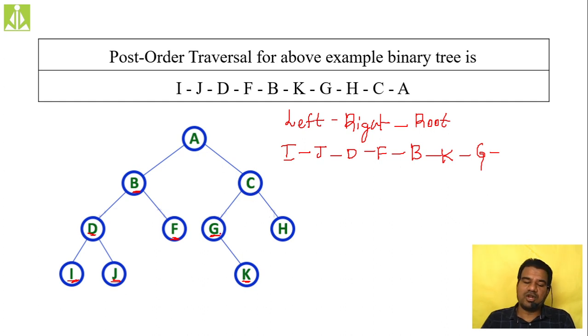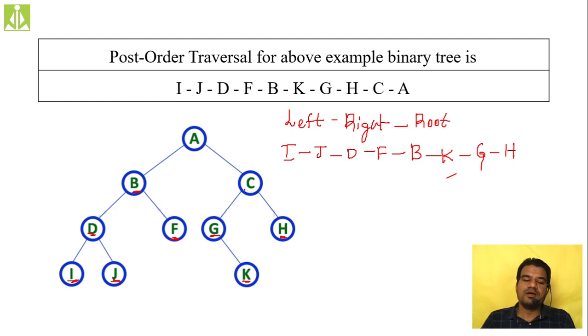For C, left already visited, right not yet visited. So go to right. Right we have H, which is a node. Make this H as root and try to visit left. There is nothing. After left, try to visit right. There is nothing. So now you try to visit root, that is H. We got H here. For H, left is nothing, right is nothing, root already visited.